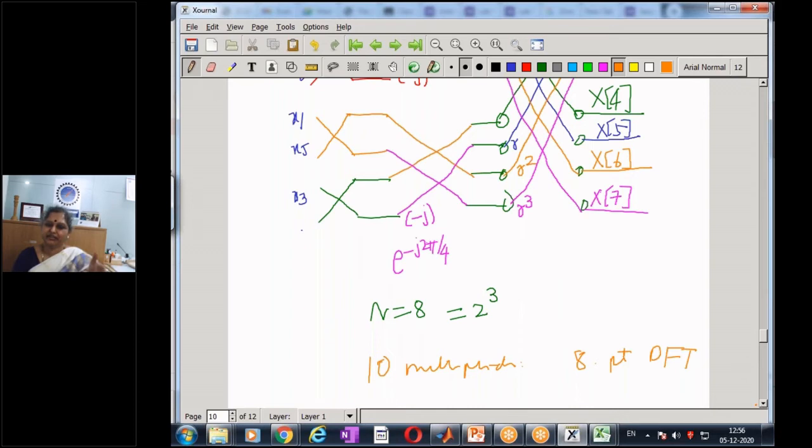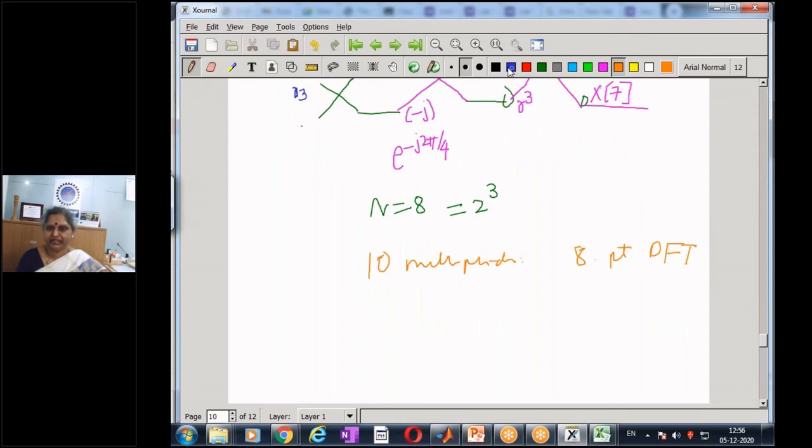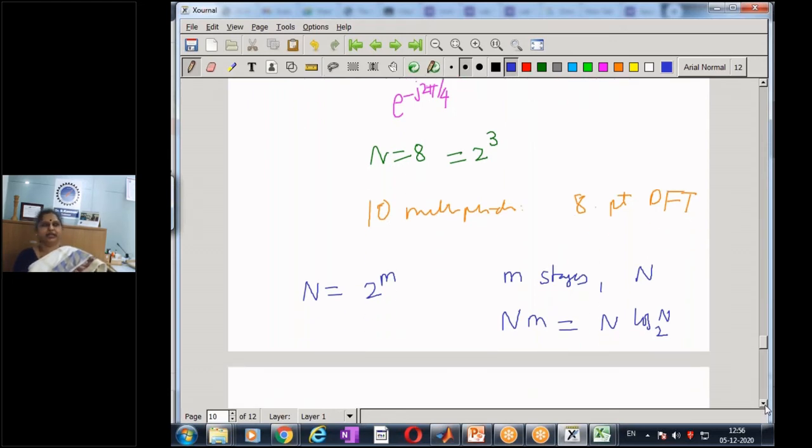But in general, here we have a lot of branches with gain of 1. Generalizing the above result, in general, if I have n, and n is given, say, 2 to the power of m, I will have m stages, and each stage will have n multiplications. So the number of multiplications is going to be n into m, which is nothing but n into log n base 2.